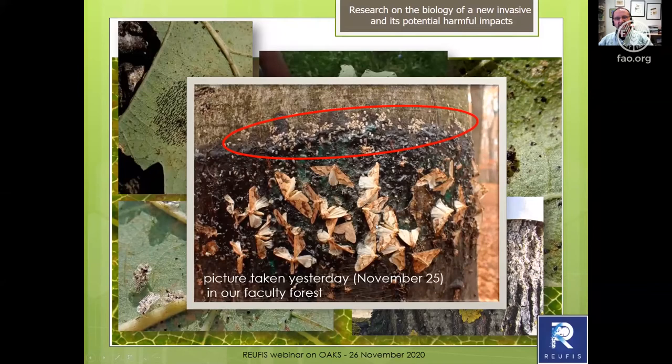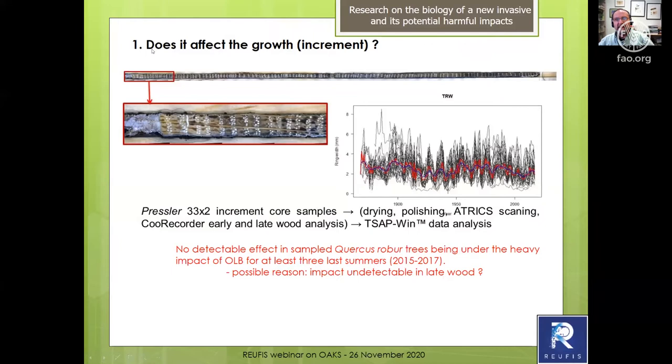Questions, because I am about the management of these forests. Does it affect the growth increment? Shortly, these are increments, research that we did. No, nothing detectable. Maybe the period is too short. Maybe the impact would not even be visible in the tree rings.